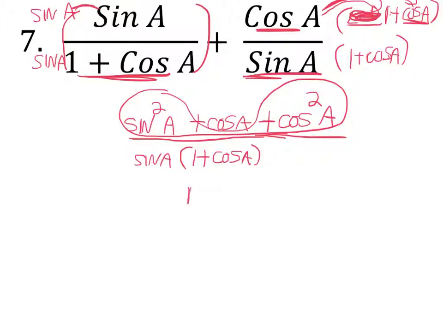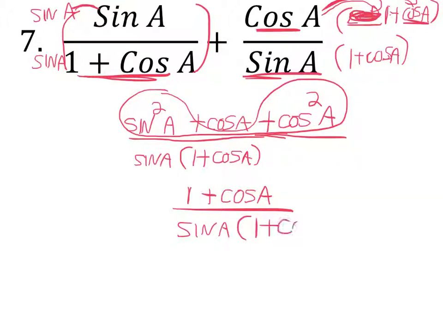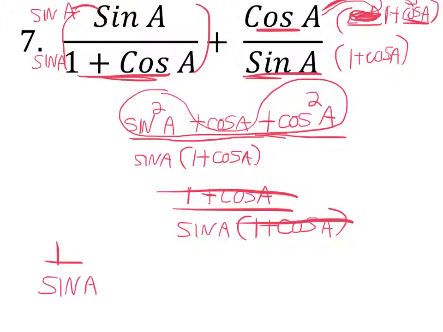So the top, you just have 1 plus cosine of A over our common denominator of sine of A times the quantity of 1 plus cosine of A. And you can see, as you go through each step, it gets easier and easier. Then the 1 plus cosine of A cancels, so you're just left with 1 over the sine of A. And when you bring that sine of A to the top, it equals its reciprocal, which is cosecant of A.